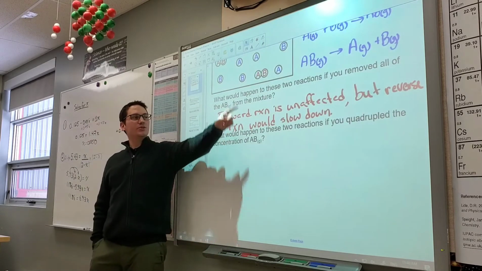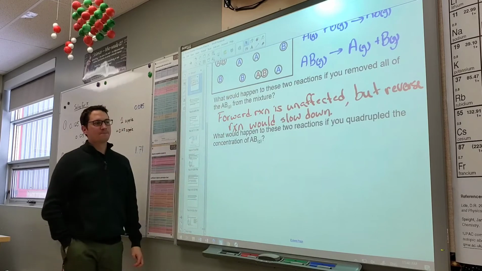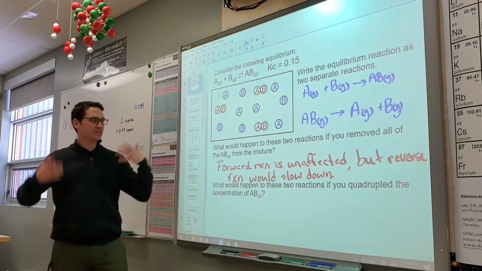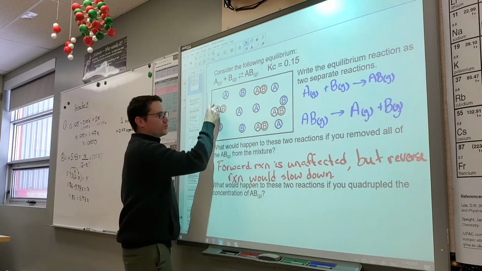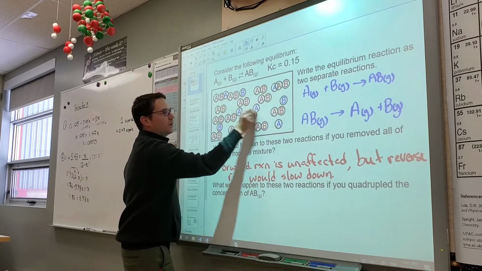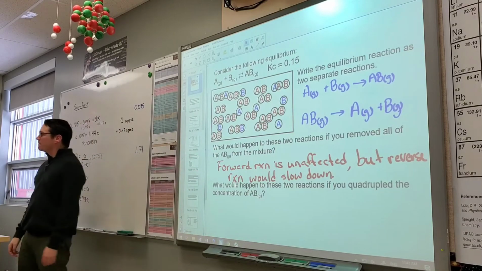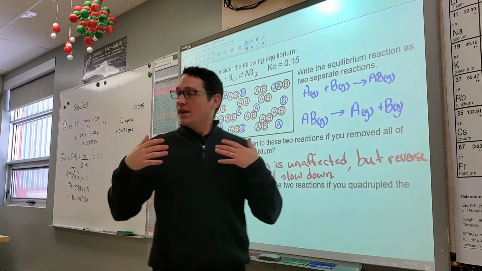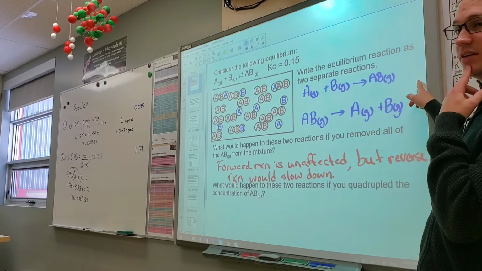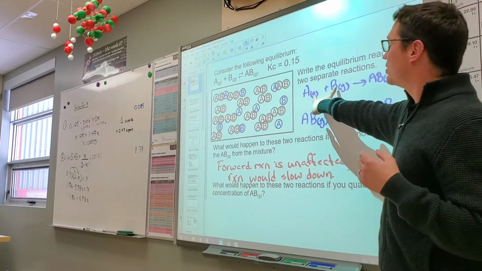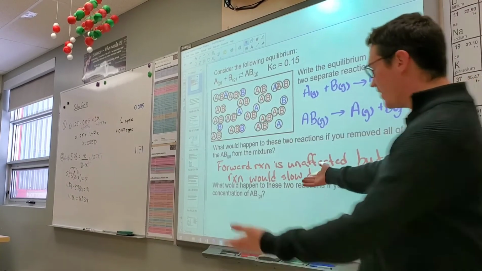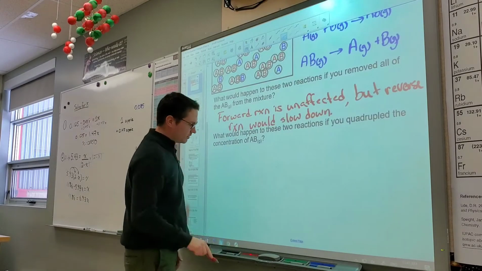What would happen to these two reactions, the forwards and the reverse reaction, if you quadruple the concentration of AB? Okay, so I get to do this, you don't. It's a little bit unfortunate, but that's life. If I quadruple the concentration of AB in here, have I affected the forwards reaction? Did I change the amounts of A and B by doing that? Well, again, the forwards reaction is totally unaffected, right?